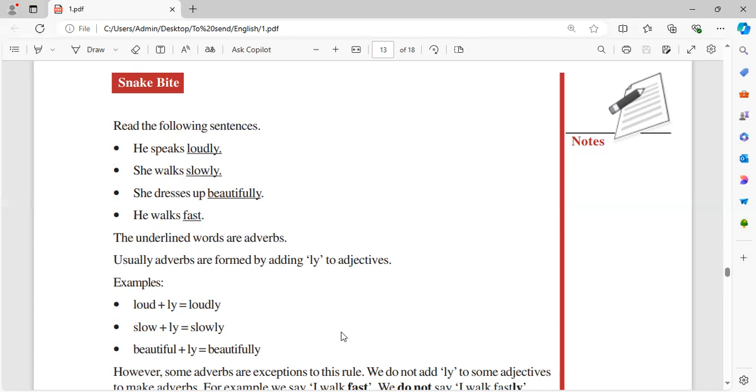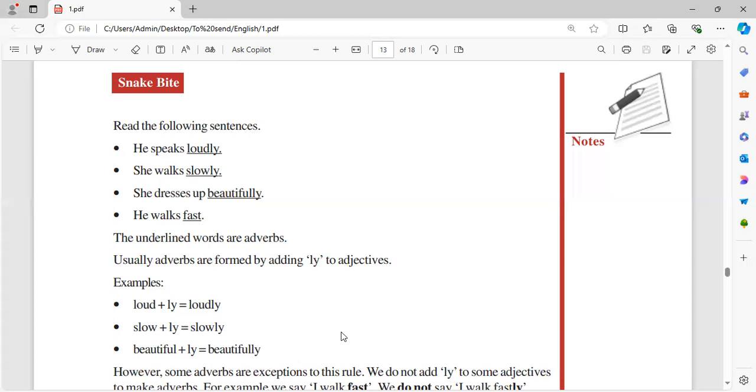So it says, he speaks loudly. When you say loud, that is an adjective. But when you put ly to an adjective, it will become an adverb. So loud is an adjective, and when you put ly to the adjective, it will be an adverb. That is loudly. So he speaks loudly.